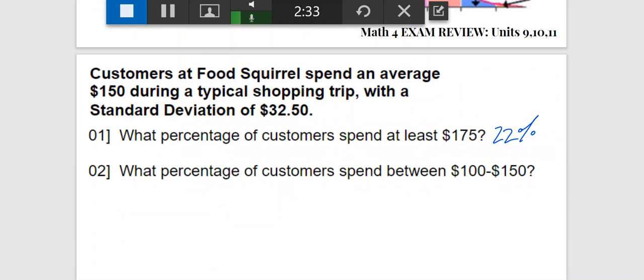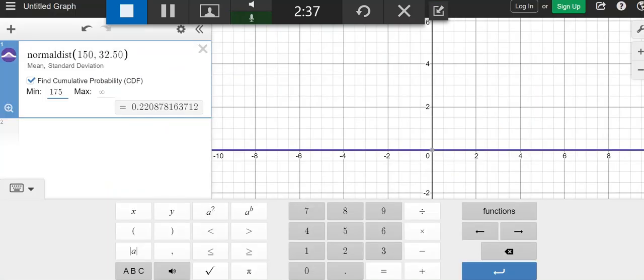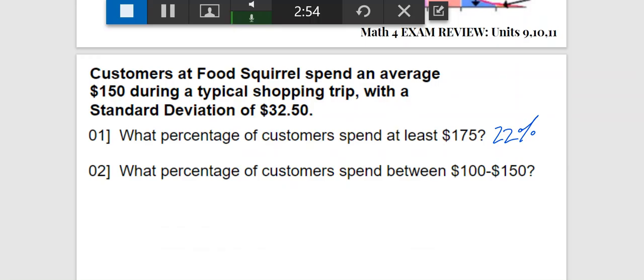Now, what percentage of customers spend between 100 and 150? We go back to Desmos, and here we put in 100 to 150. And in between those is 43.8, about 44%. We go back here and say about 44% of them will spend in that range.